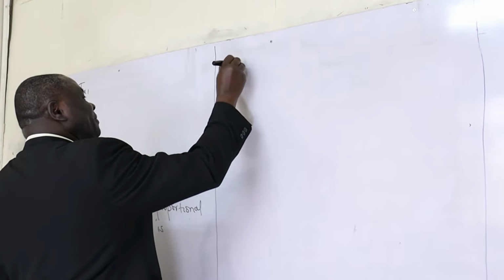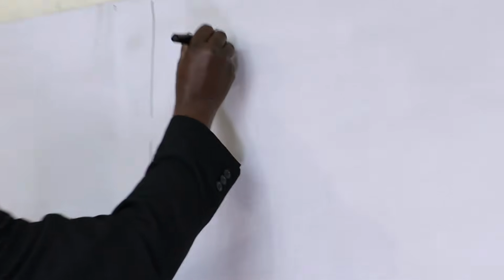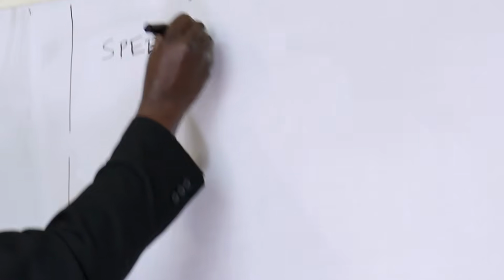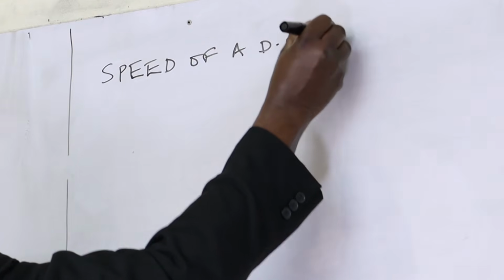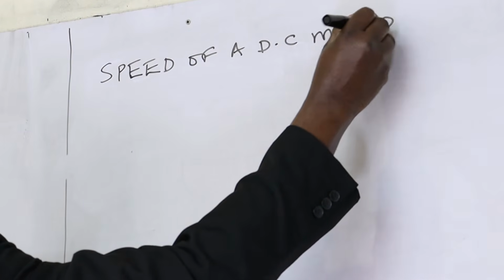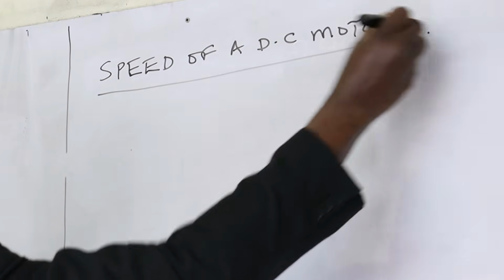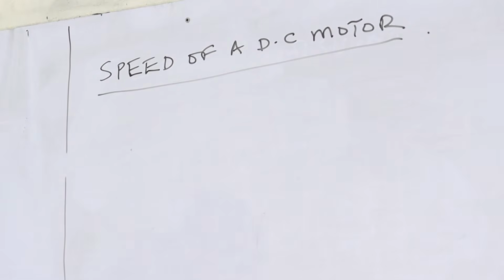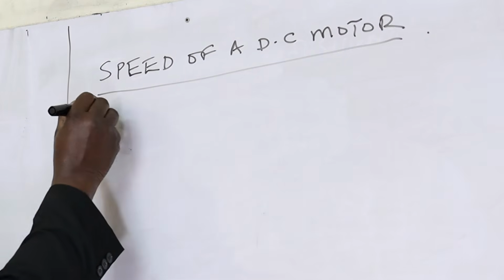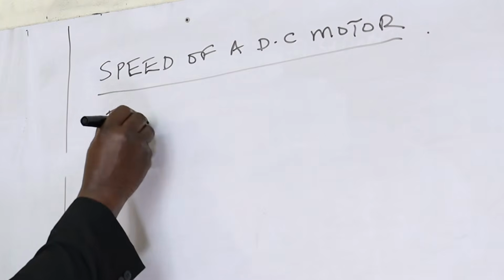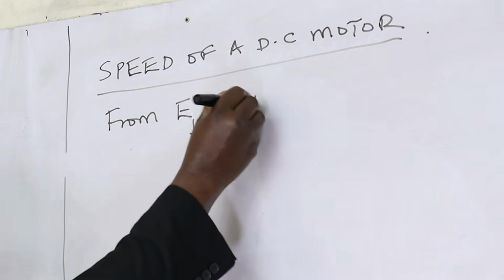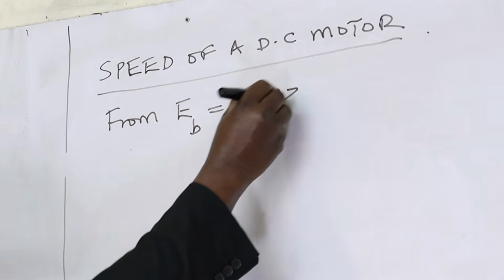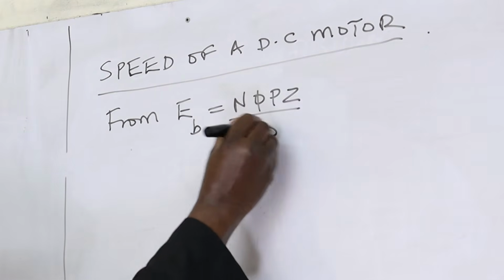Speed of a DC motor. From EB equals to N phi PZ all over 60A.